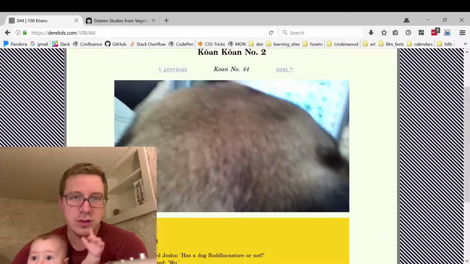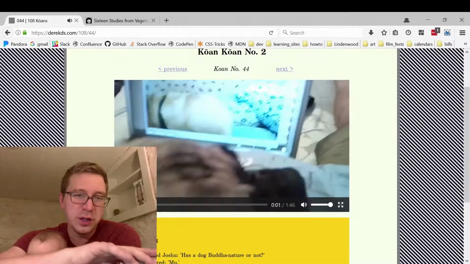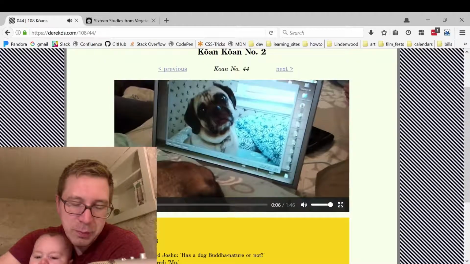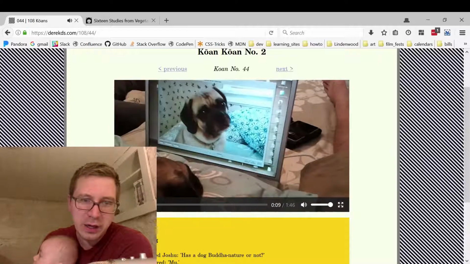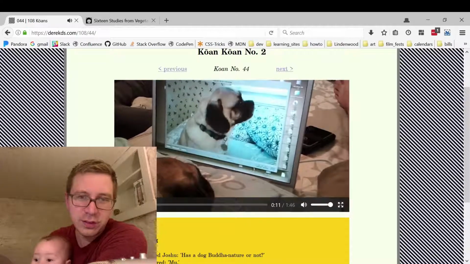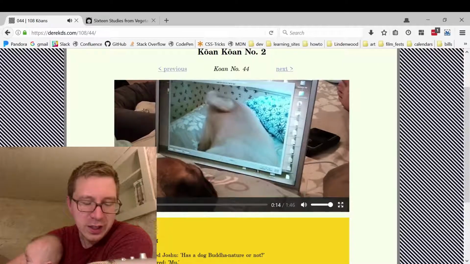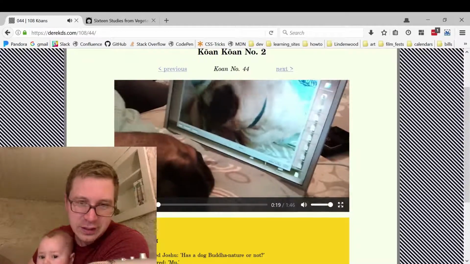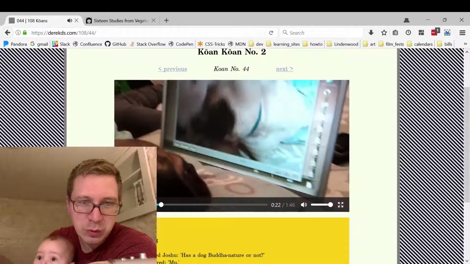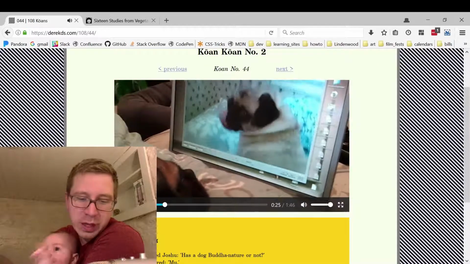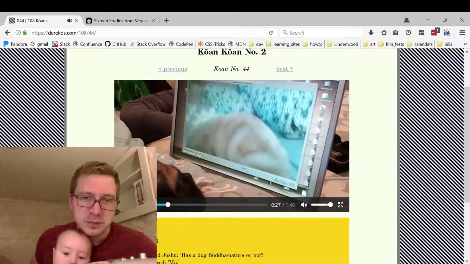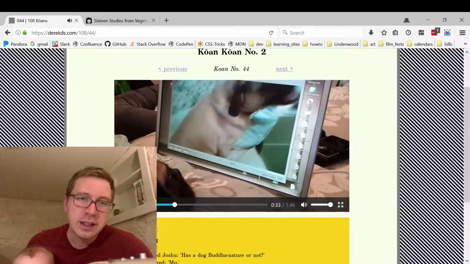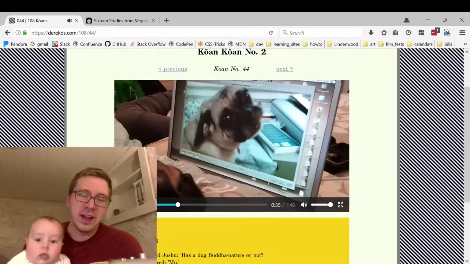Koan number 2. So this is our dog, Argus, who has made some appearances in other Koans, just kind of in the background. He actually appears in several Koans. I think I had the idea at one point that I would do all these different things with Argus, and he would be like the Man Ray to my William Wegman. But this is the one he features most prominently in, and do you have Buddha nature?